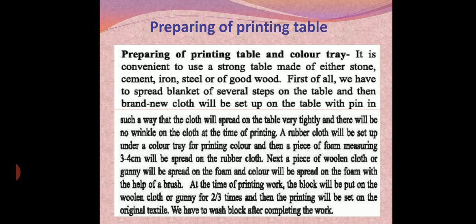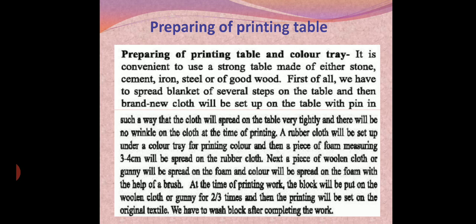Preparing of printing table. It is convenient to use a strong table made of either stone, cement, iron, steel, or good wood. First of all, we have to spread a blanket of several steps on the table, and then brand new cloth will be set up on the table with pins in such a way that the cloth will spread on the table very tightly and there will be no wrinkle on the cloth at the time of printing.